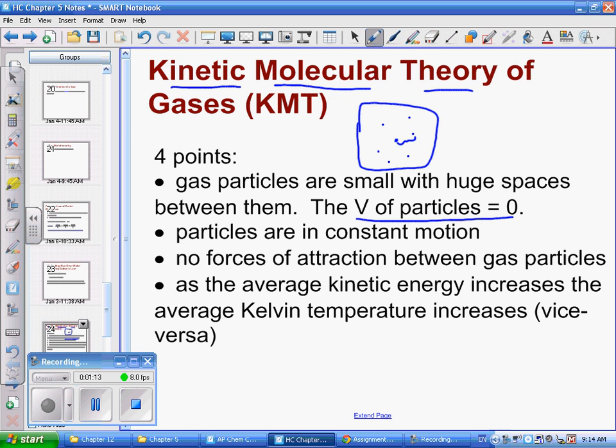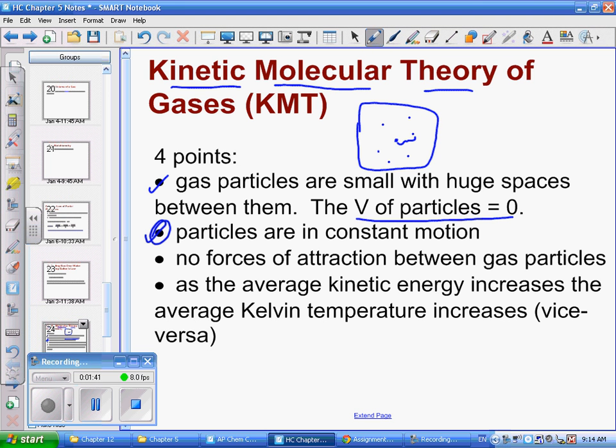All right, we also assume that the particles are in constant motion, so they're always moving, especially gases. The next one, there are no forces of attraction between gas particles. Now, we haven't talked about this yet, but this has something to do with London dispersion forces. You can disregard the statement, but real gases slightly attract each other, in that as they fly by each other, there's a little bit of force of attraction.